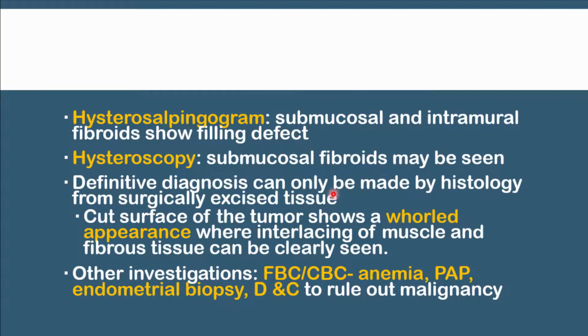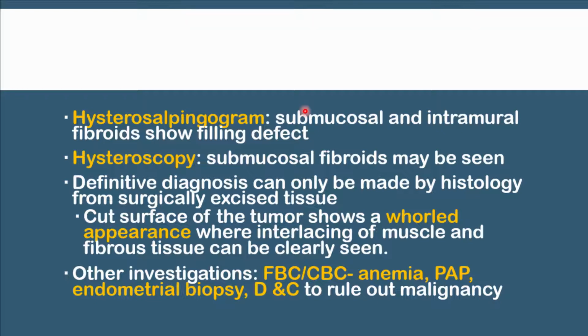Then you may sometimes do a hysterosalpingogram, which is very important in showing you the submucosal as well as the intramural fibroids, and they may be seen actually as filling defects. I didn't have an image for this, so you could just simply Google one and see how it looks. You may also do a hysteroscopy where you insert a camera into the uterus and you'll be able to see these submucosal fibroids. But the definitive diagnosis should actually be made on histology.